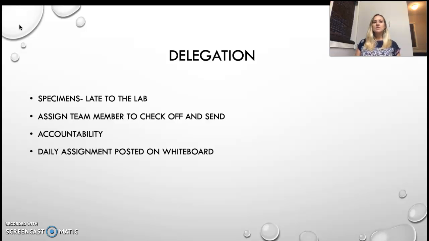And with someone being assigned to that task, it gives accountability for that person. If it's not being done, you know who to go to find out, what's the problem? Is there anything that I can help with? And the daily assignment is posted on the whiteboard as well, so they know where to look to know who's responsible for that day.